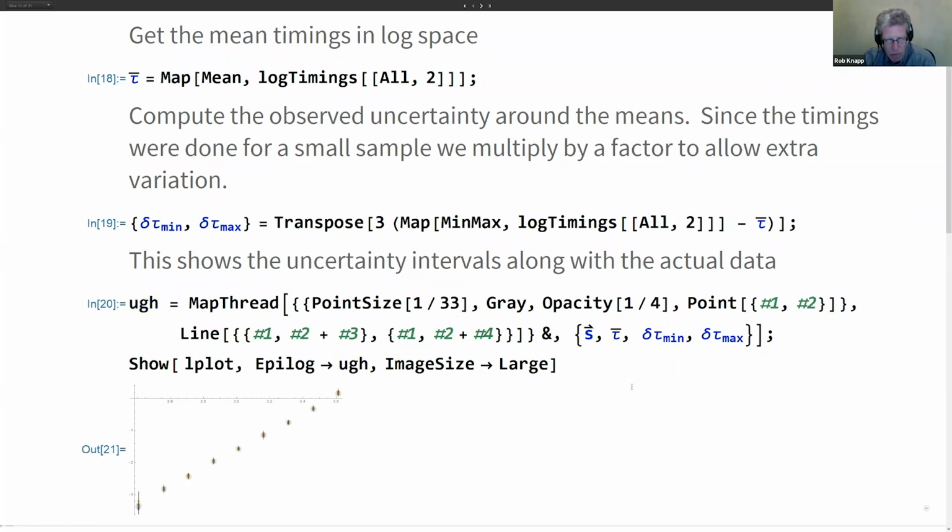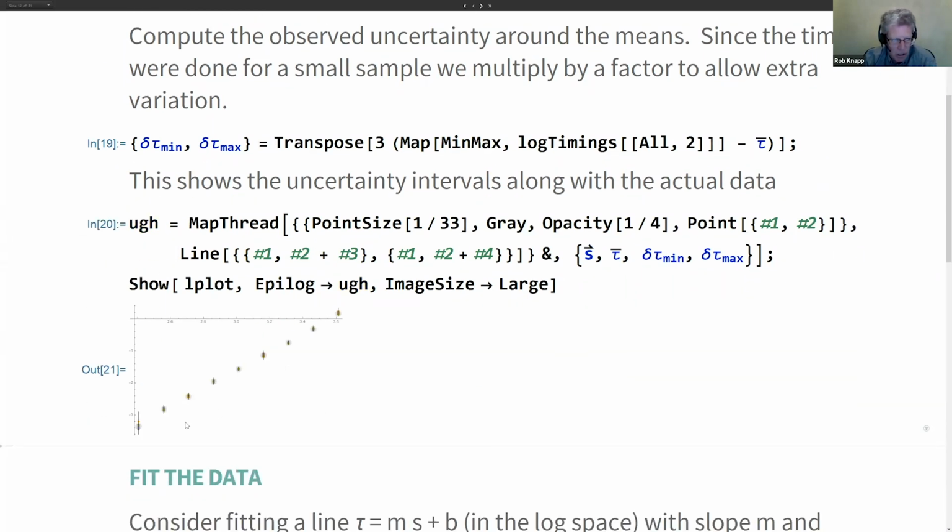Okay, and here's what the plot looks like. The variation is shown by the vertical bars, the expanded variation. The large gray dots show where the mean is, and then the other dots are just the plot I showed before, the actual data points.